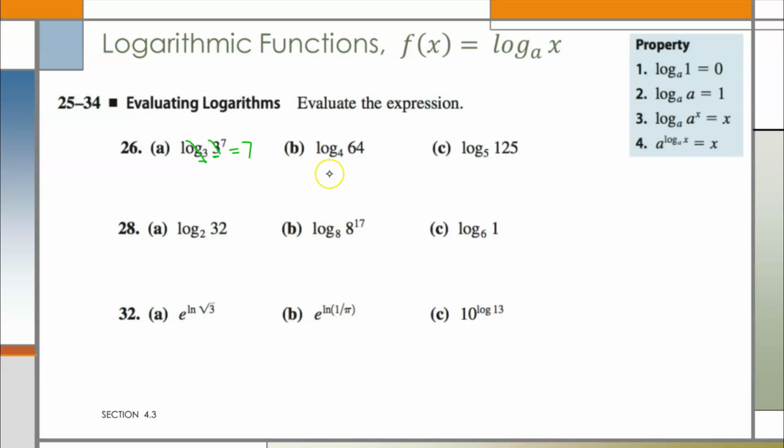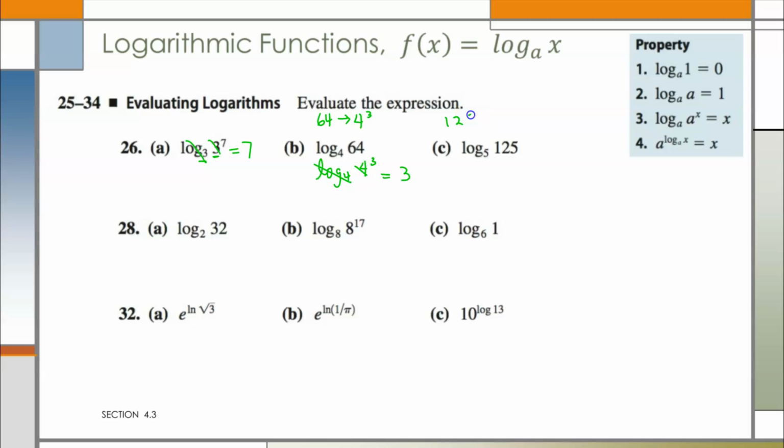Okay, so here, if we look at log base 4, we want to know what power we can raise 4 to in order to get 64. That would be 4 cubed. So all we did was we took 64 and we rewrote it as 4 cubed. Now because the log base and the exponential base are the same, this becomes 3.